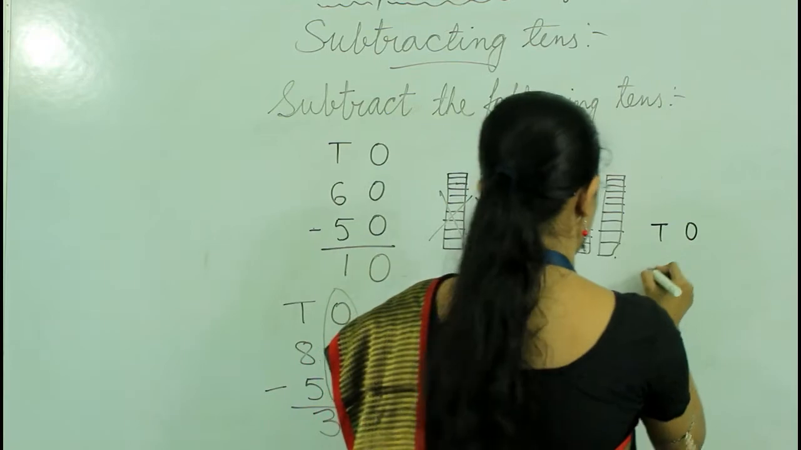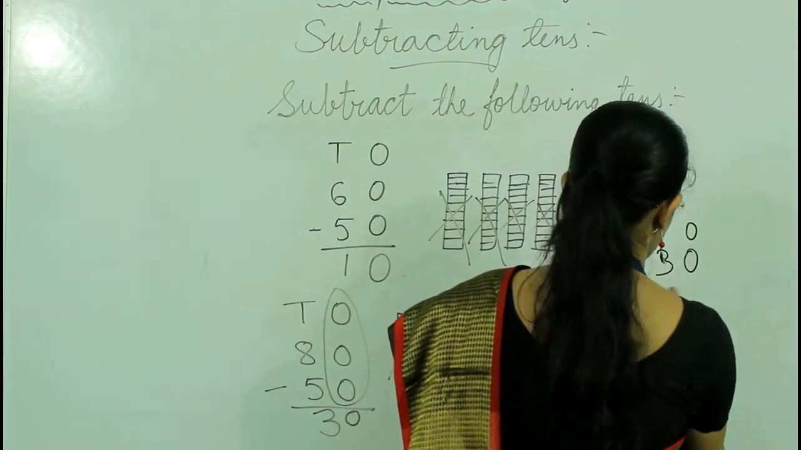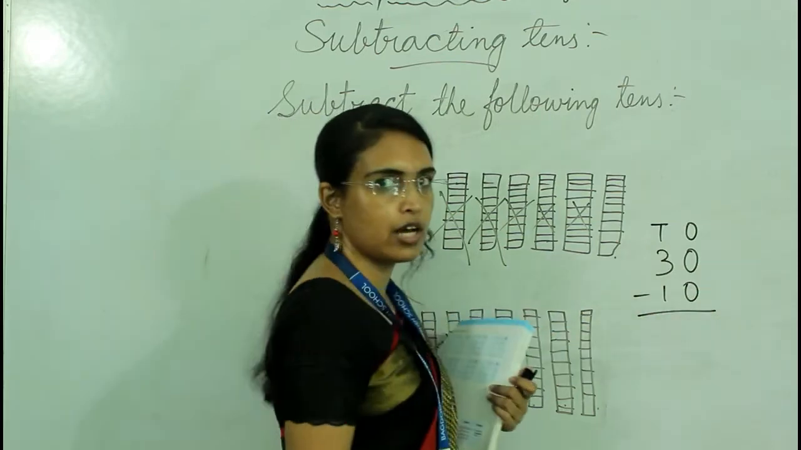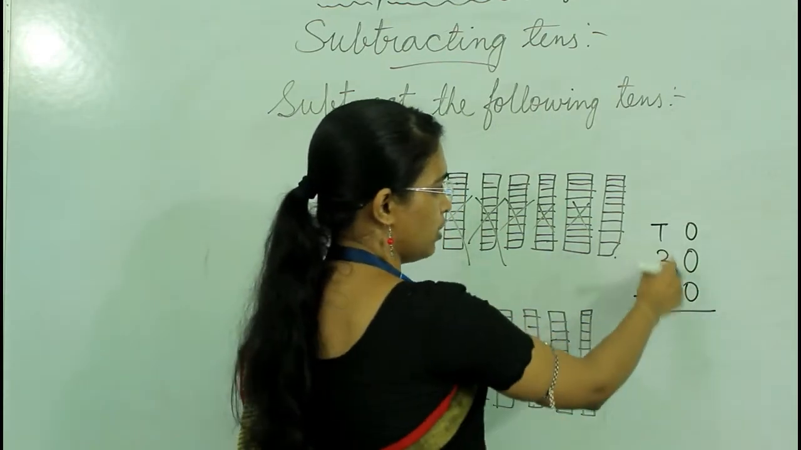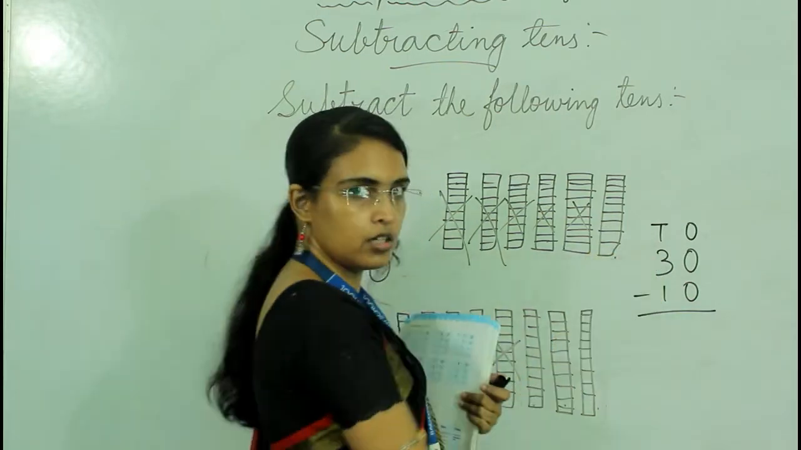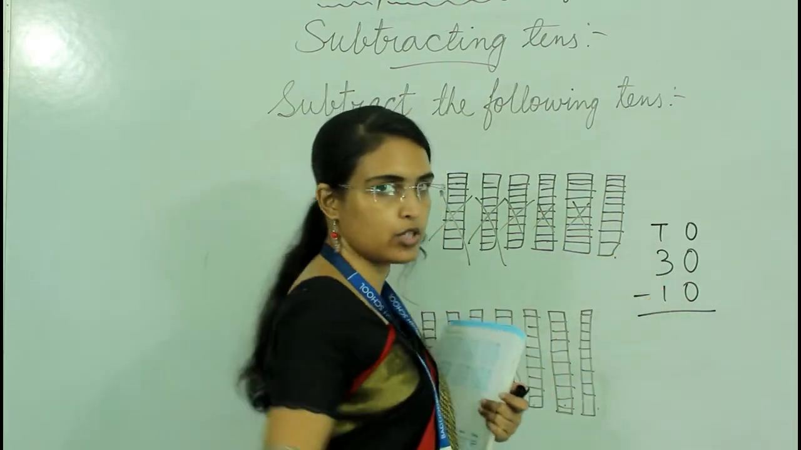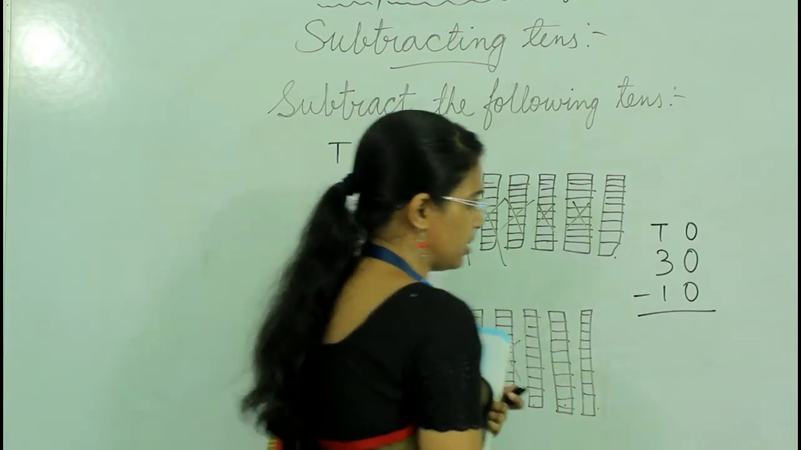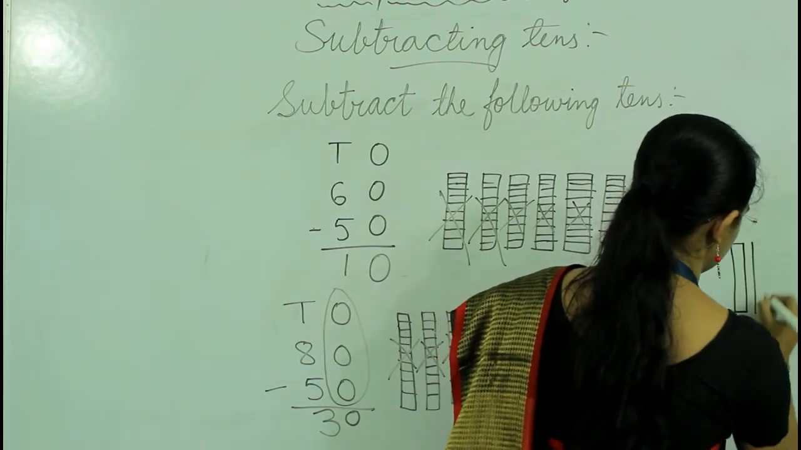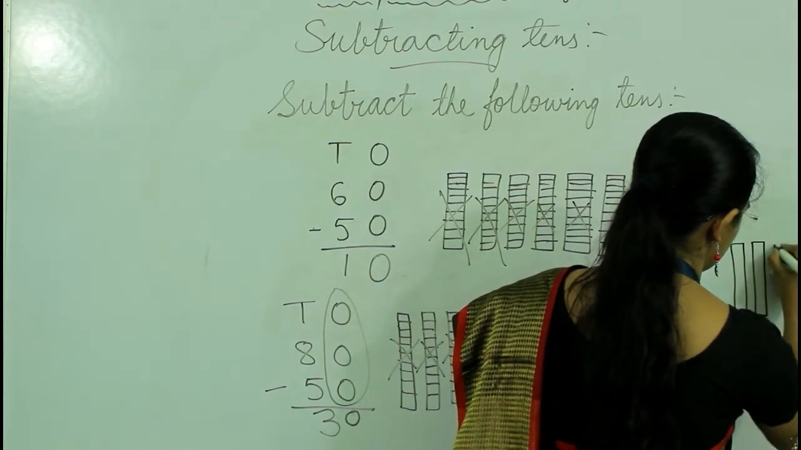Tens, ones. 30 minus 10. So here again in the ones place we have 0, that means nothing. Now we have to draw this tens place. In the tens place we have 3 at the top and we have to subtract 1 from it. So how many blocks do we have to draw? 3 groups of 10 blocks.